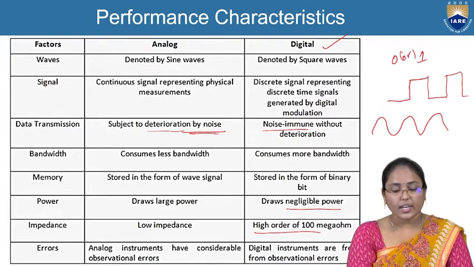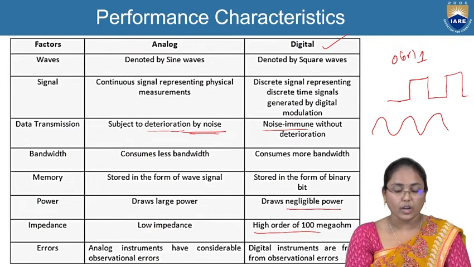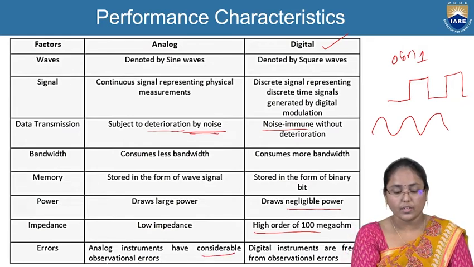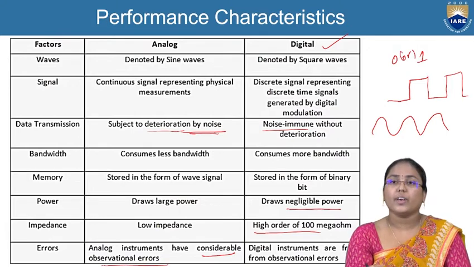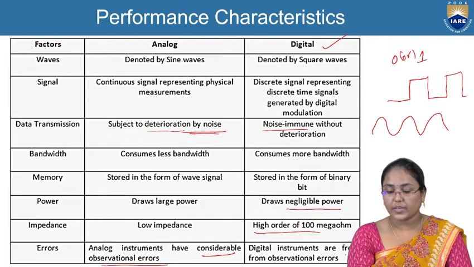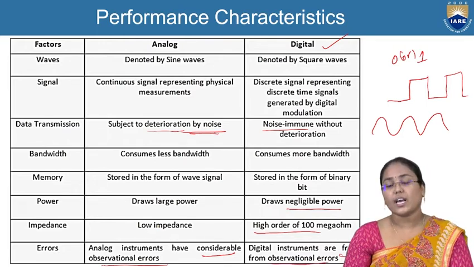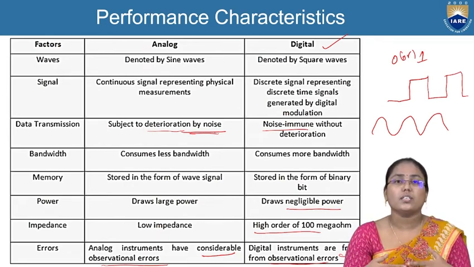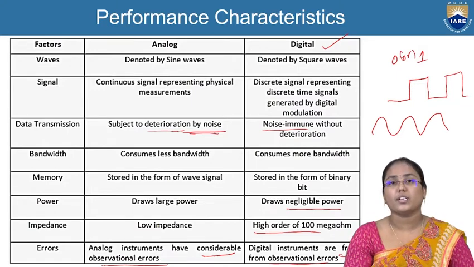Then finally, when we look at the errors in an analog instrument or a digital instrument, analog instruments have considerable observational errors. Whereas the digital instrument is free from observational errors. From these aspects, what we can say is that analog signals are the signals we use for data transmission or to record anything or to store some data. All these things we are using in day-to-day life.